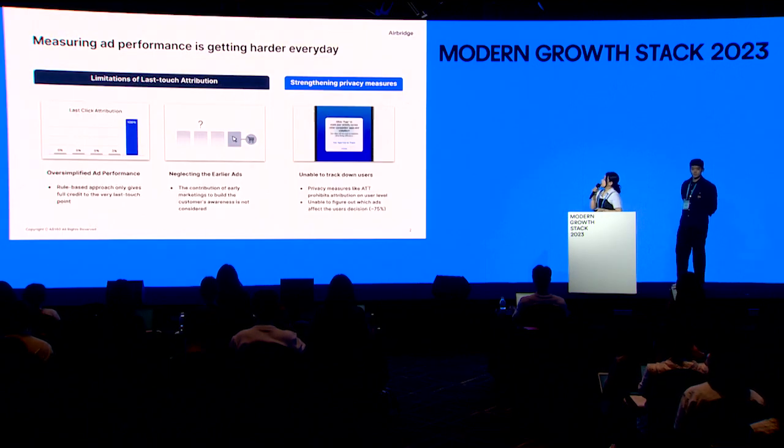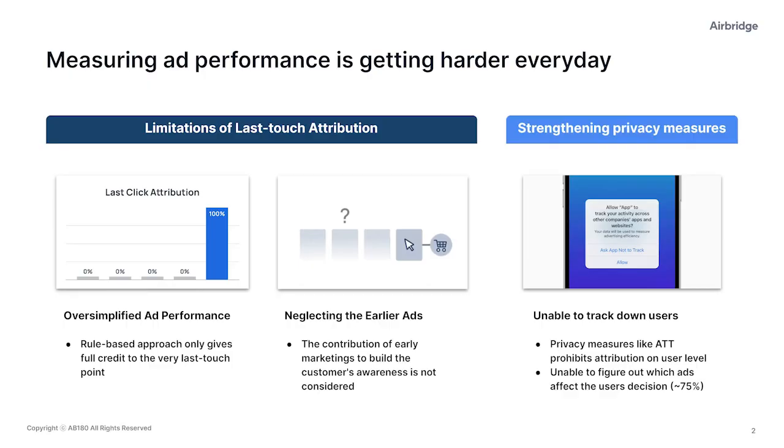Okay, so let's start our session with a topic that probably everyone in this room can easily relate to. Measuring ad performance has become increasingly challenging. I think there are two aspects to consider. The first is the limitations of last touch attribution, and the second, growing constraints imposed by privacy regulations.